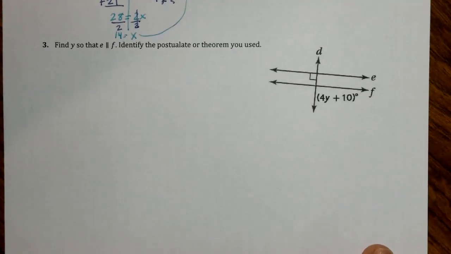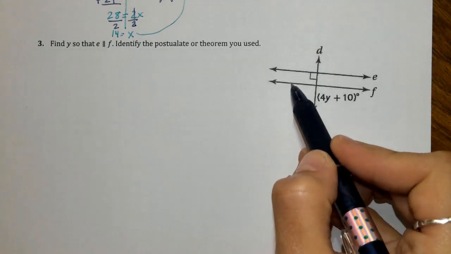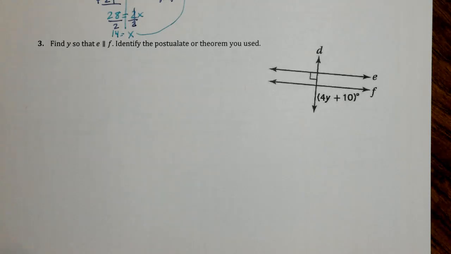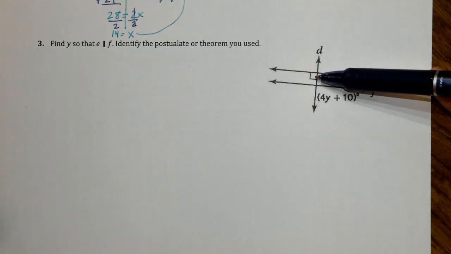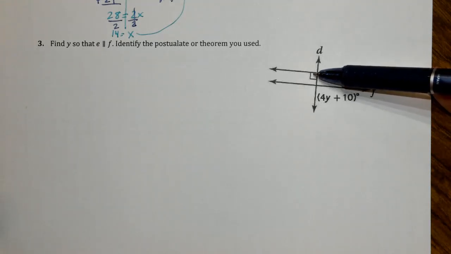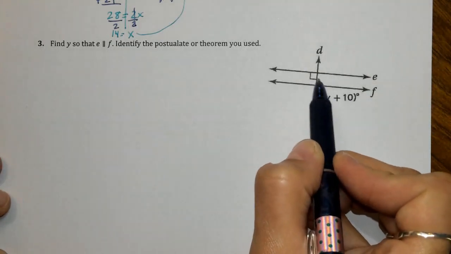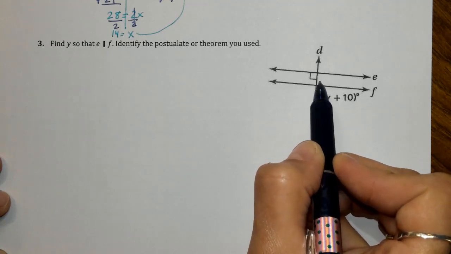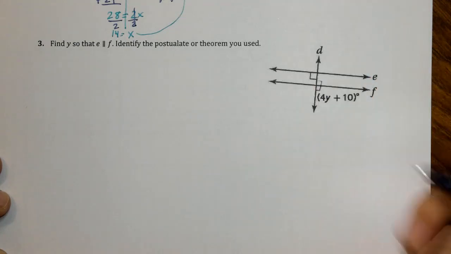All right, last one and last for the video. We're going to find y so that we have parallel lines. This is going to be a little bit different than a lot of things we've seen. Okay, we have parallel lines, and we're seeing here we have a perpendicular, 90 degrees. Guys, if you have parallel lines and one angle is 90 degrees, they are all 90 degrees because you'd have alternate interior, so this would be 90 degrees. These would be a linear pair, so that would make that 90 degrees.